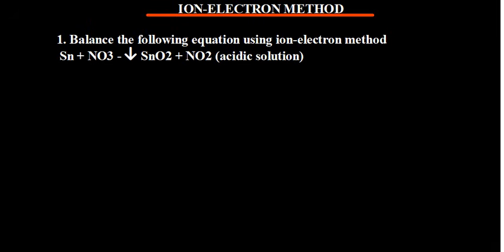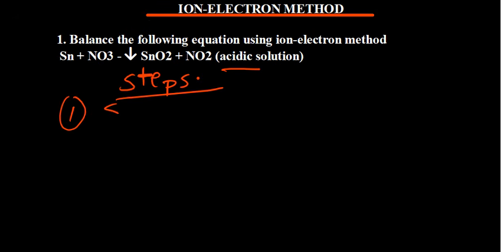So let's go over the ion-electron method. This is a method we use to balance chemical equations in acidic and basic media. I've got a couple of questions that will help us understand how we do it. Just before that, let me give you the very important steps. Step 1: you need to split the main equation into the half reactions.